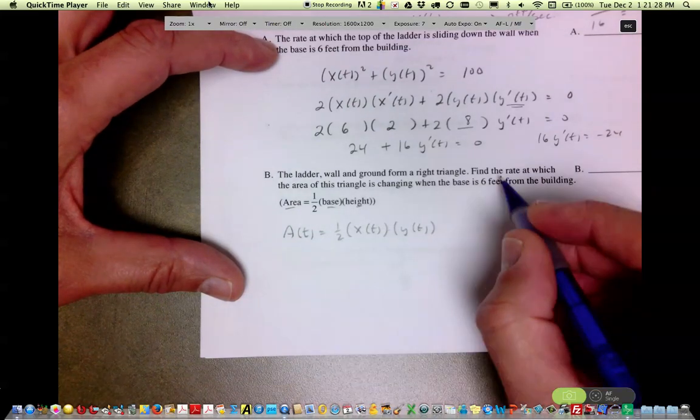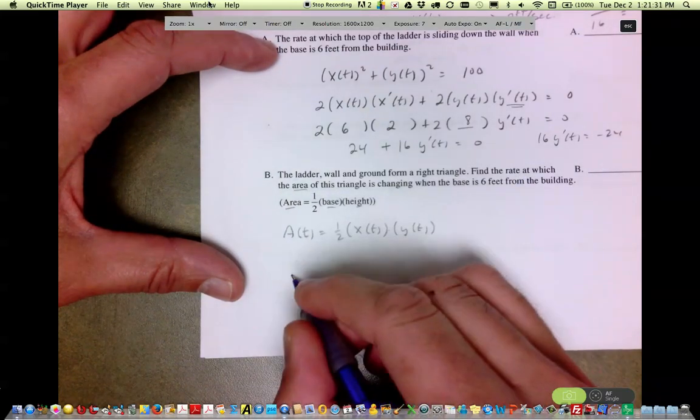What we're looking for is the rate at which the area is changing. We're looking for A prime.